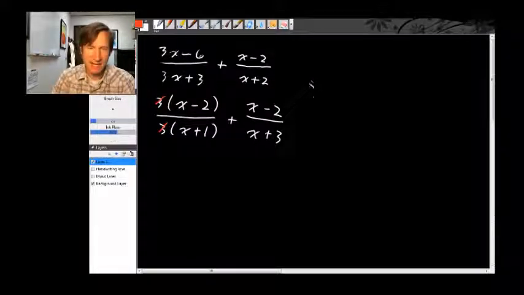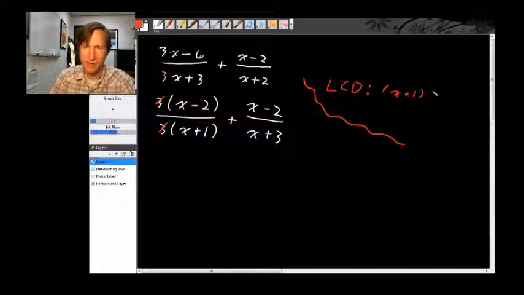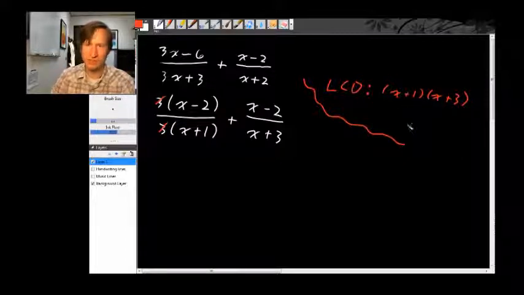Now, we need to add these rational expressions, but they don't have a common denominator. So we need to arrange for them to have a common denominator. Let's look for our least common denominator. We need an x + 1 for the denominator on the left. For the denominator on the right, we need an x + 3. So this is the lowest common denominator we can get away with, (x + 1)(x + 3).